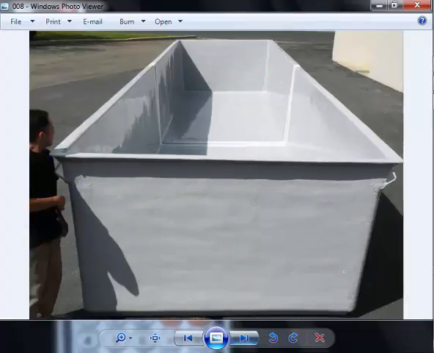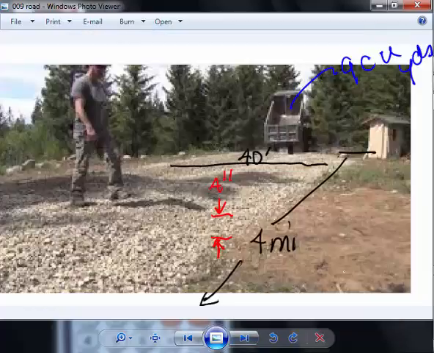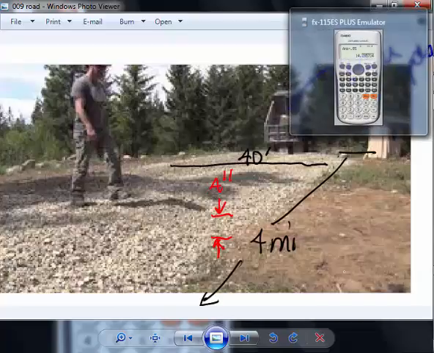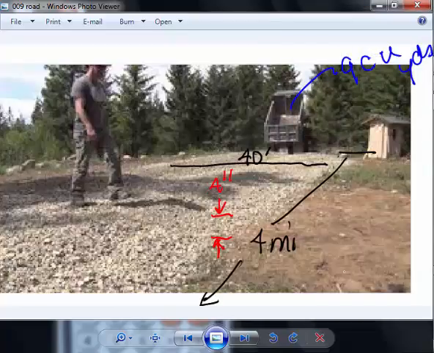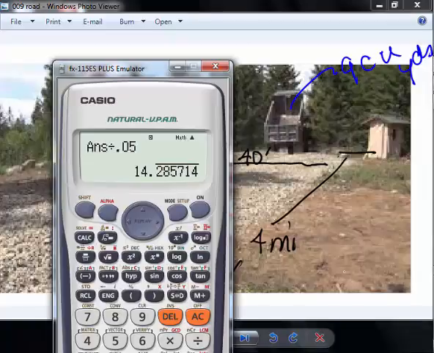Next one, it says each truck holds 9 cubic yards. We're going to make a road 40 feet wide and 4 miles long and 4 inches thick. So, and since that's in cubic yards, let's change each of these into yards.